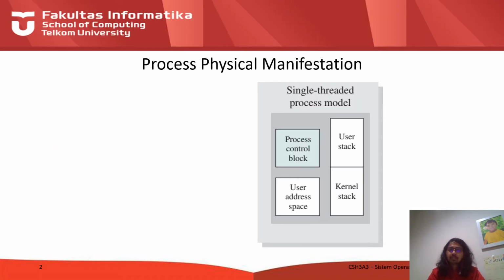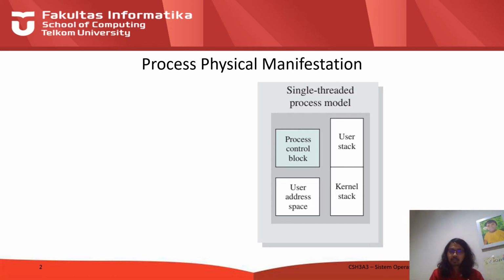Okay, so a process as a physical manifestation. A process, if you imagine, is something that is working, but in the computer it needs to be in something that you can touch and see. The physical manifestation, of course, is a collection of data inside the memory. So what are the physical manifestations of a process?